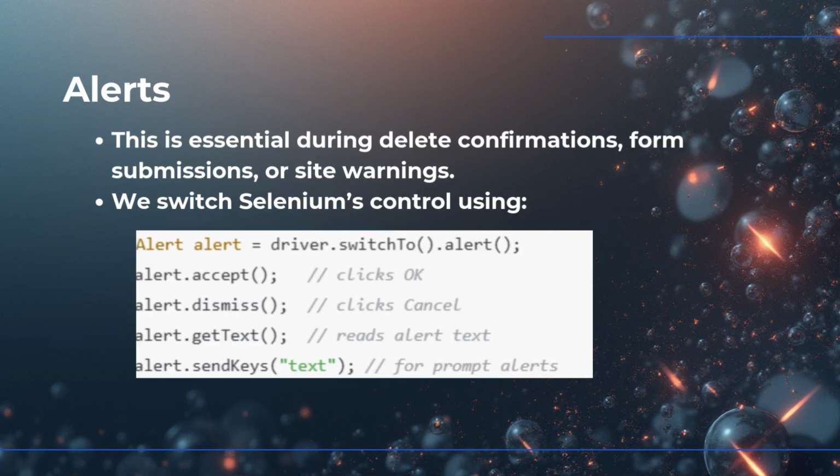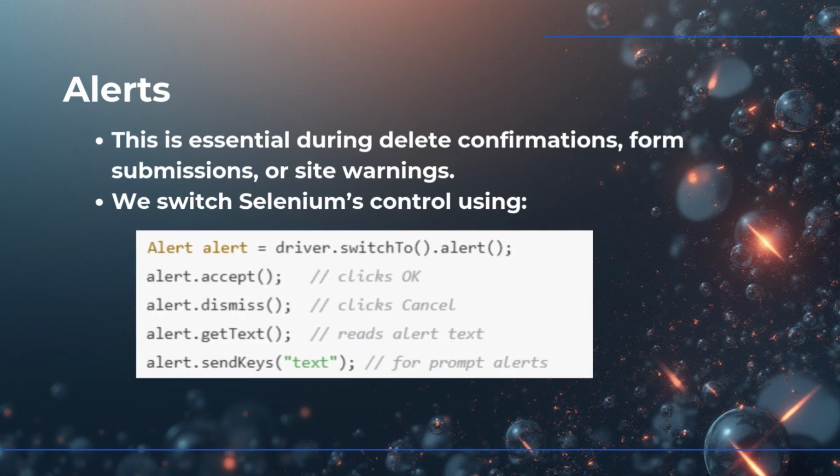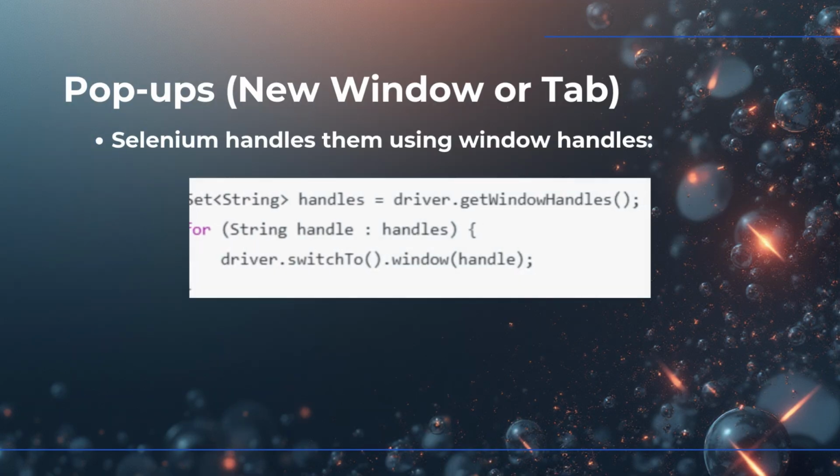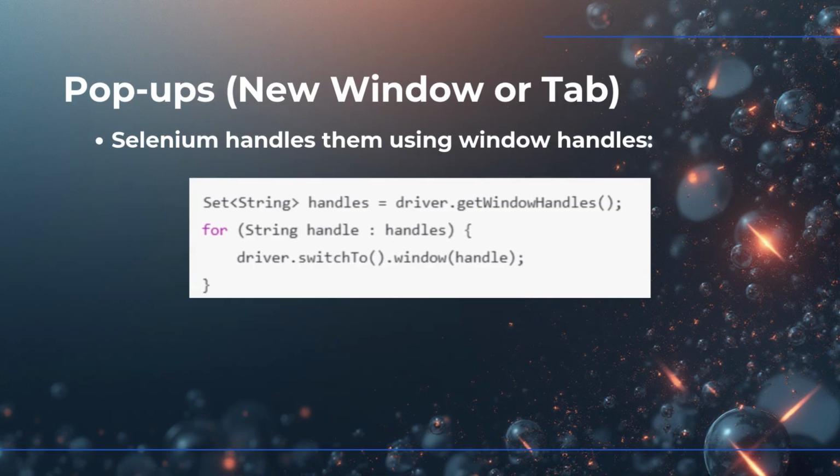If you want to read the alert text, then you will use get text. And if you want to send a prompt to an alert, then you will use send keys along with the text which you want to send. So this is essential during delete confirmation, form submissions, or site warnings. Second is pop-ups. Selenium handles them using window handles. So we have get window handles, using which we handle the pop-ups.